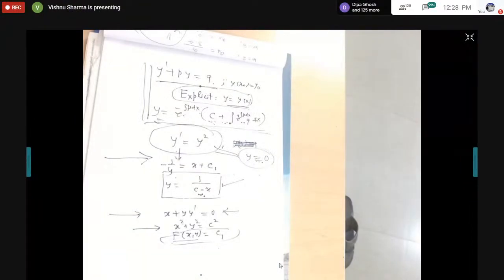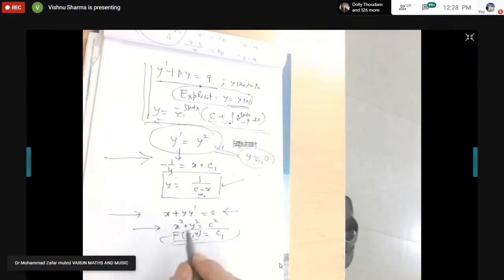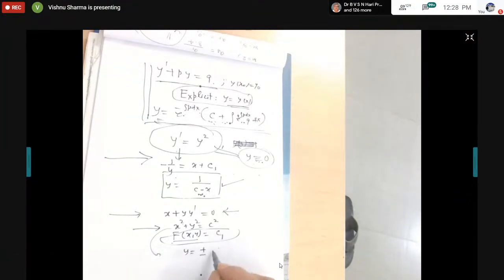Solution of this equation, x square plus y square plus z square, can be written as y is equal to plus minus square root of c square minus x square. Then what is the explanation? No, there are two solutions, not a single equation, you see. That is all right. Here you are able to, what you want to say, is it explicit?